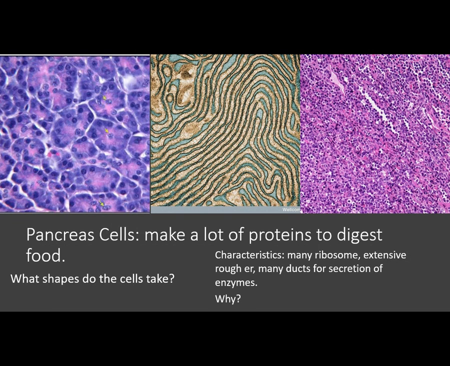But the rough ER, if you remember from our other slides, we talked about the rough ER in the pancreas making insulin. So that's why it has lots and lots of rough ER, or endoplasmic reticulum, and then many ducts for secretion of enzymes and insulin and such things like that. So that's why it's got those characteristics.